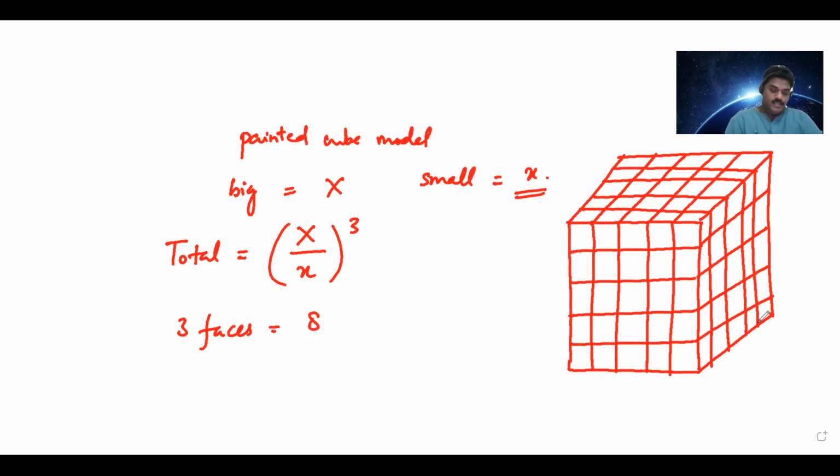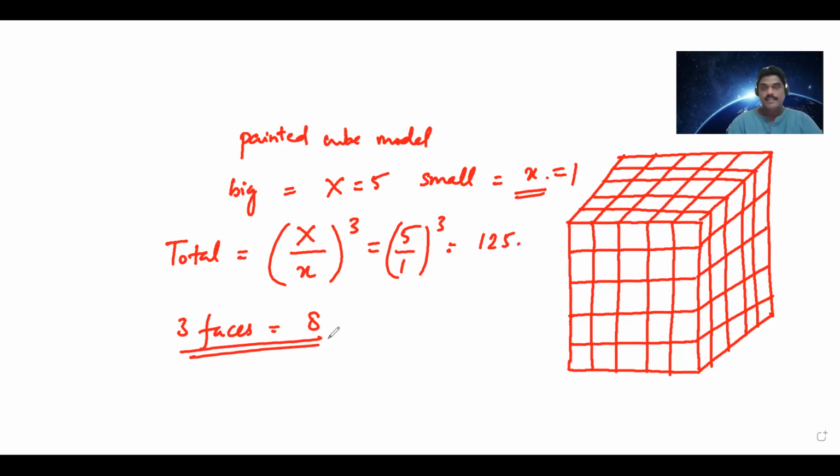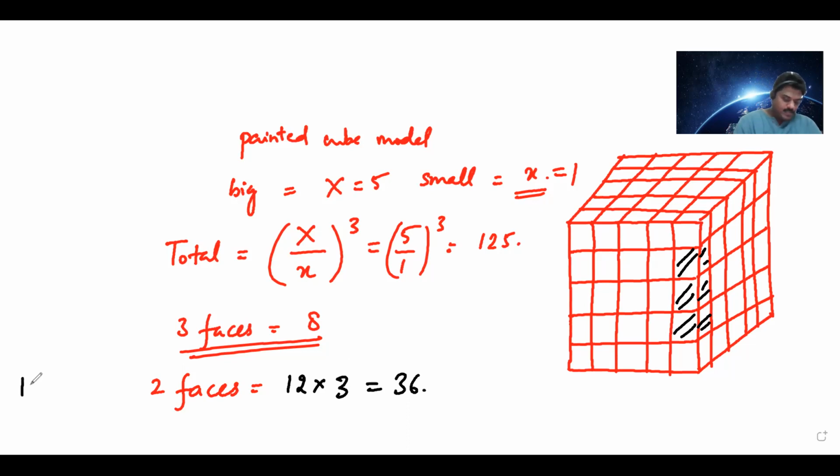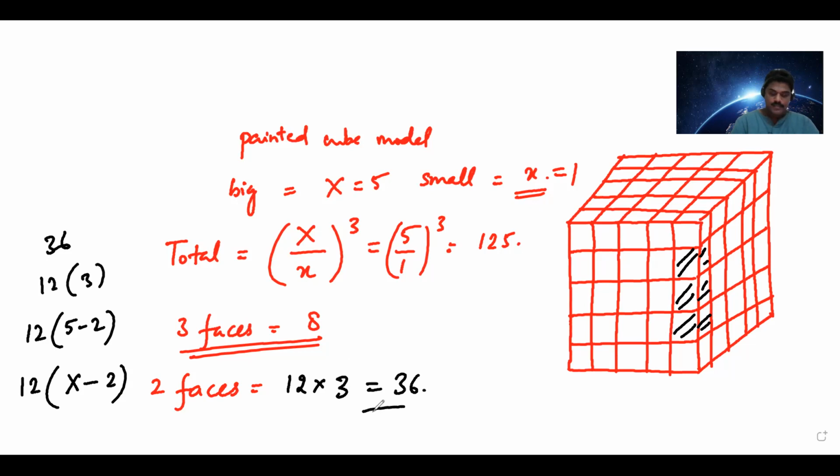So my total number of cubes is given by (capital X by small x). Here in this case, my capital X is 5 and small x is 1. So my number of cubes would be (5 by 1) whole cube, that is nothing but 125. The number of cubes painted on three faces is 8. For the number of cubes painted on two faces, if you observe over here, along this edge, the number of edges is 12, into this type of cubes, right? Here two faces are painted. So 12, you have 3 over here, that is 36 cubes. The formula for two faces is 12 times (capital X minus 2). If you substitute 5, it becomes 12 times (5 minus 2). So 12 threes are 36. That is what you have over here.